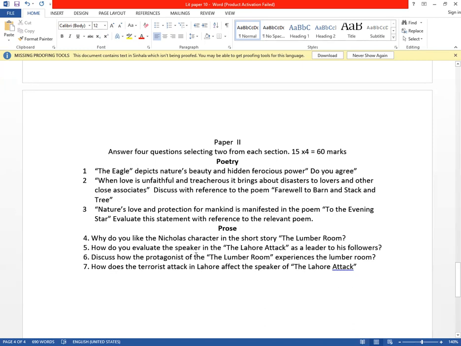Now, answer 4 questions, selecting 2 from each section. Normally in the exam too there are 4 essay type questions to write. I have asked in the same way here. Four questions. Two from poetry, two from stories. Right. Now this is the format of this question paper we are going to discuss today.